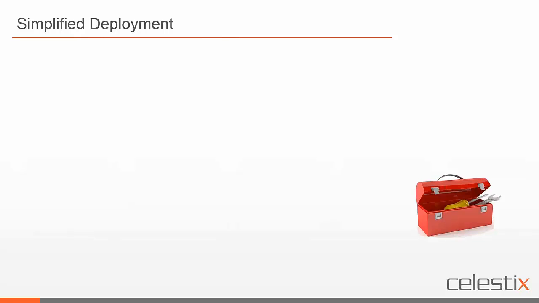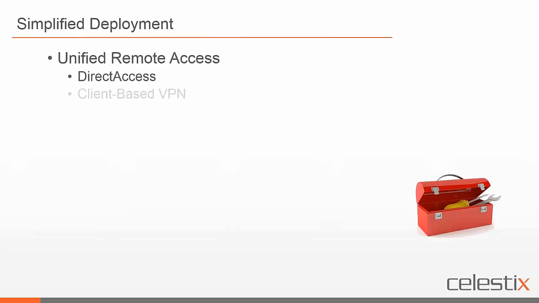I think one of the biggest is simplified deployment. So the unified remote access role allows you to consolidate all of your remote access requirements, not only DirectAccess, but client-based VPN, site-to-site VPN, and so forth. Now, for small and mid-sized businesses, you can safely deploy all of those roles on a single box or maybe a clustered pair.